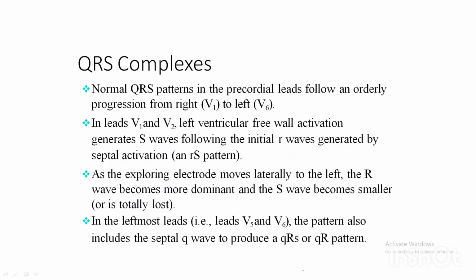Normal QRS patterns in the precordial leads follow an orderly progression from right to left. In leads V1 and V2, left ventricular free wall activation generates S waves following the initial R wave generated by the septal activation, an RS pattern. As the exploring electrode moves laterally to the left, the R wave becomes more dominant and the S wave becomes smaller or is totally lost. In the leftmost leads, V5 and V6, the pattern also includes a septal Q wave to produce a QRS or QR pattern.